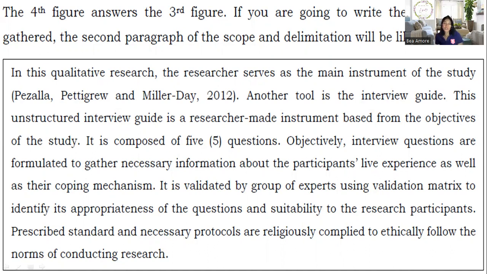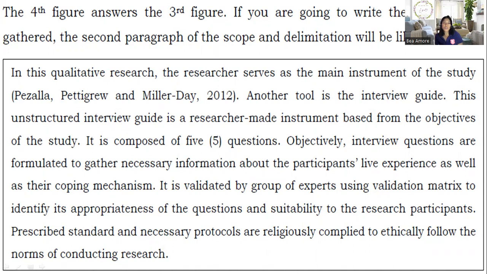In this qualitative research, the researcher serves as the main instrument of the study, by Pezzala, Pettigrew, and Miller-Day 2020. Another tool is the interview guide. This unstructured interview guide is a researcher-made instrument based from the objectives of the study. It is composed of 5 questions.